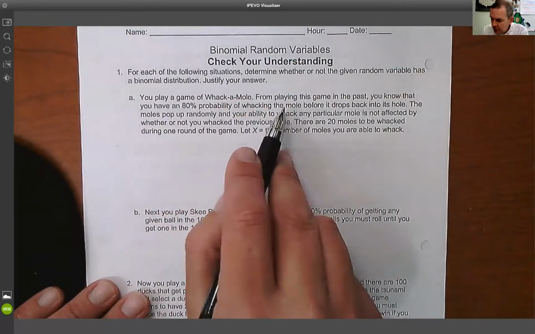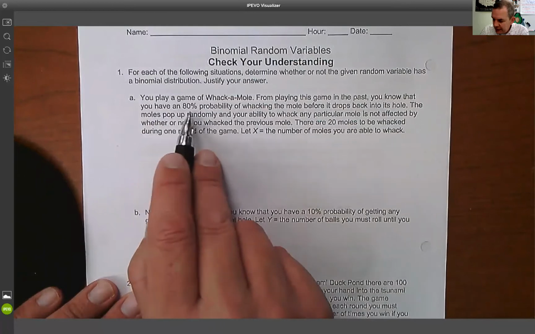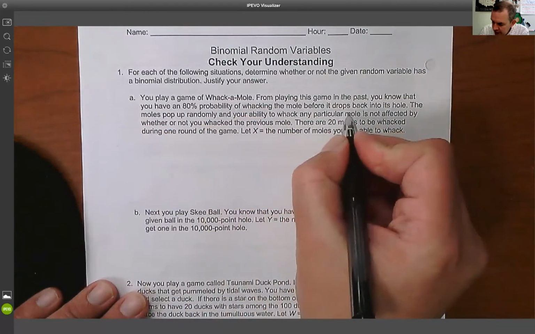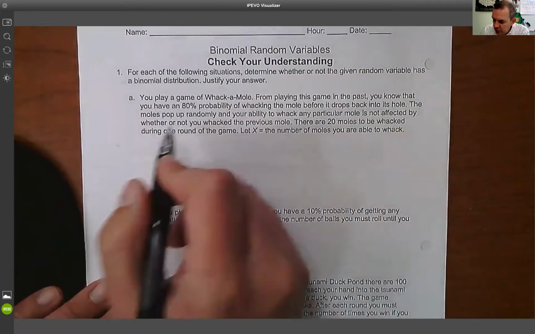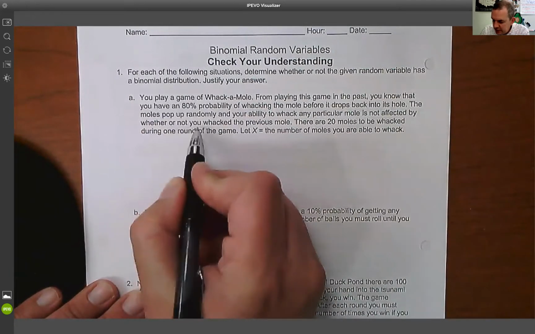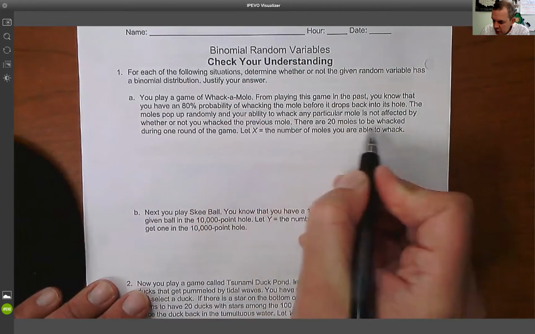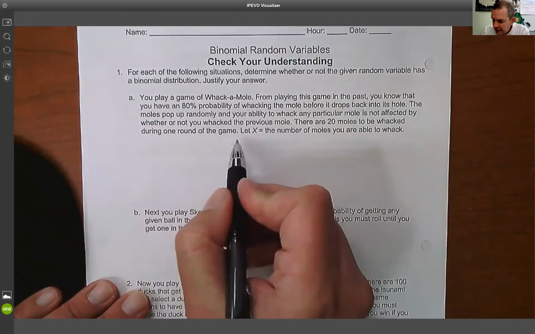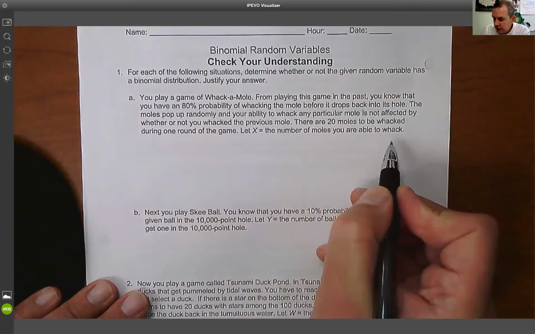You play a game of whack-a-mole. From playing this game in the past, you know that you have an 80% probability of whacking the mole before it drops back in its hole. The moles pop up randomly, and your ability to whack any particular mole is not affected by whether or not you whacked the previous mole. There are 20 moles to be whacked during one round of the game. Let X be the number of moles you are able to whack.